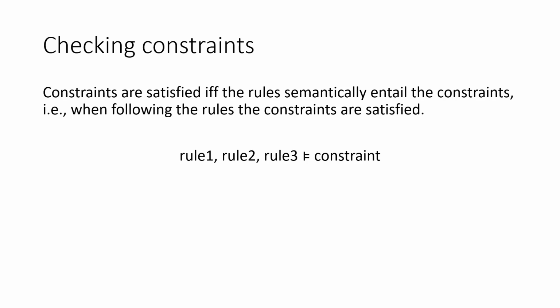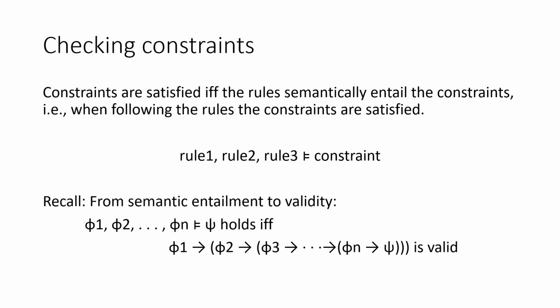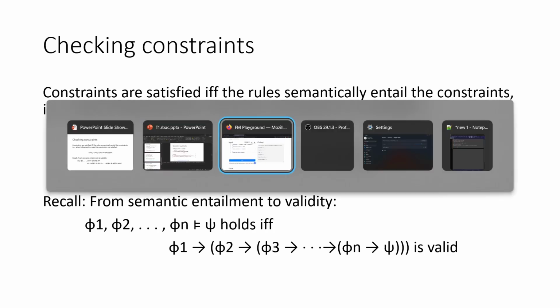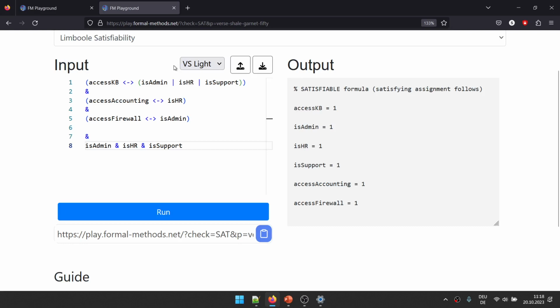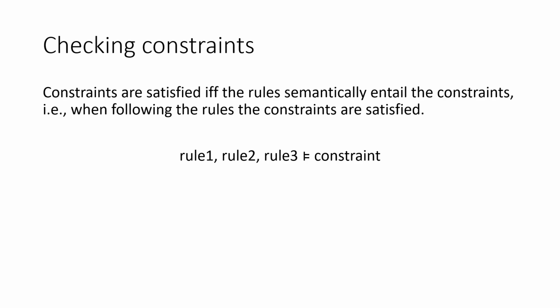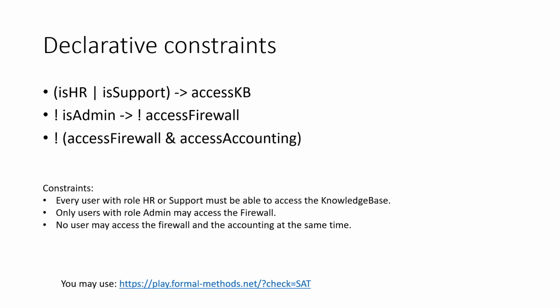So how do we write that? We said that we can get semantic entailment by checking validity. So we just have to take our formula with these rules, plug them into this strange nested format, and then we can check whether this formula is valid. And if it is valid, then it means that our constraint holds, right? So yeah, let's just do that for the first one. So now it's all this nesting. So what's the first constraint that we have here? Is HR or is support, we need access to the knowledge base. So let's check that.